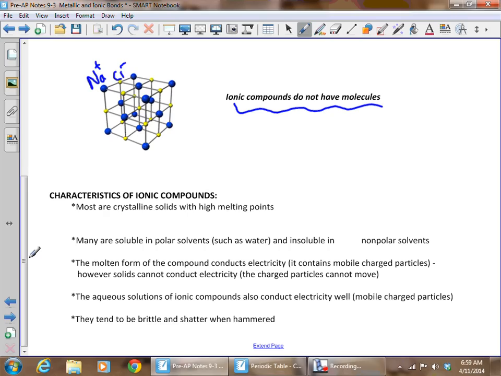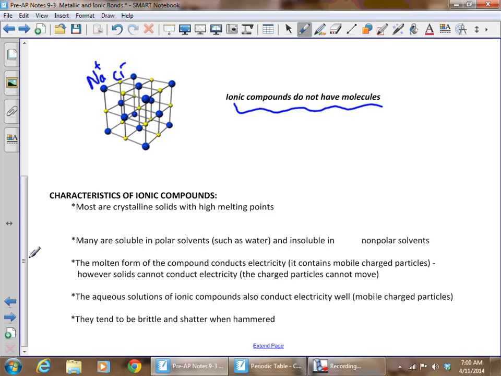If you melt an ionic compound, it tends to conduct electricity very easily. The charges are very free to move, but if they're solid, the charges can't move. And if the charges can't move, then you can't conduct anything. So if you dissolve it in water or you melt any kind of ionic compound, you tend to get very good conductors of electricity. But they have to be melted, they have to be dissolved in water so they can move. Moving is critical. They tend to be brittle and shatter when hammered.